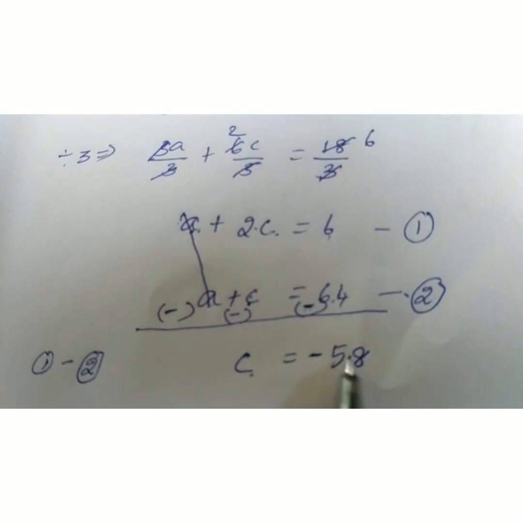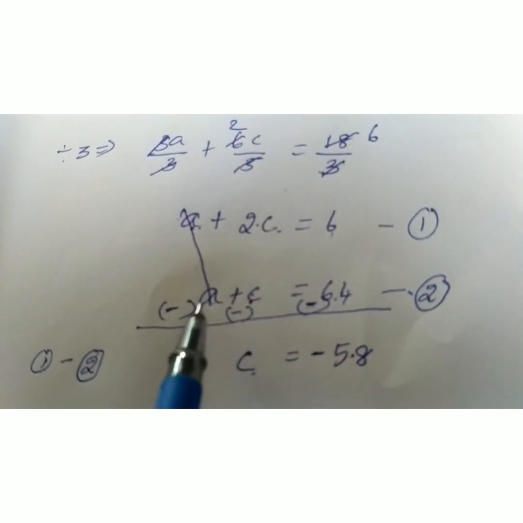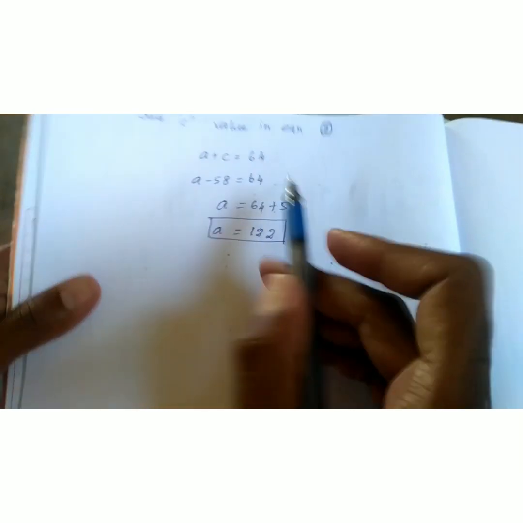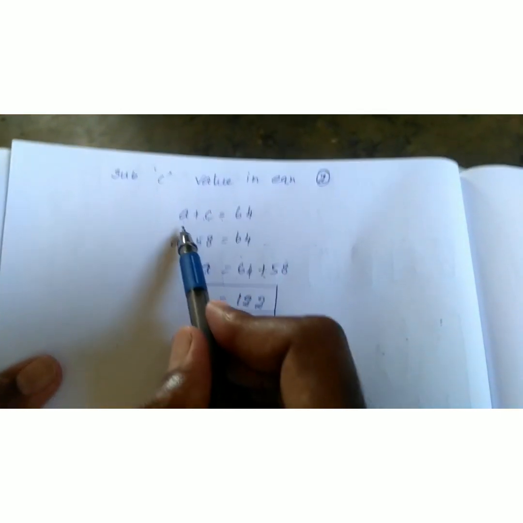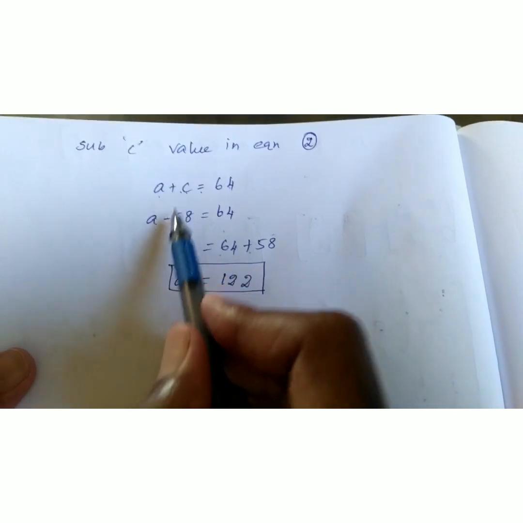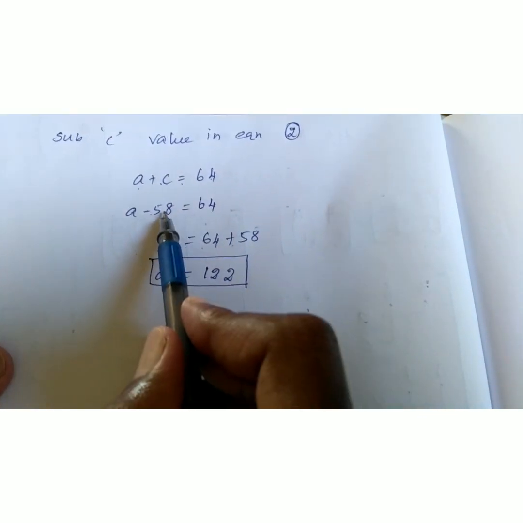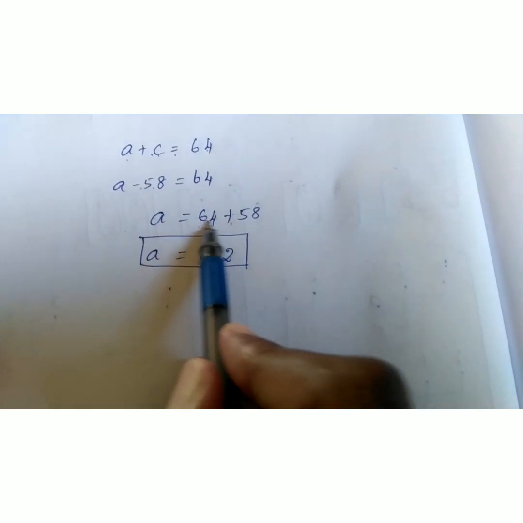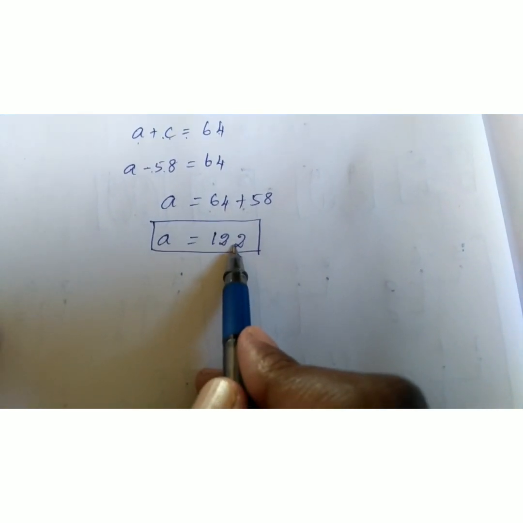Substitute the c value in equation 2. What is equation 2? A plus c equal to 64. A plus the c value, minus 58, equal to 64. This minus 58 moving to the other side means plus 58. Both of them have the same sign, so add the numbers: a equal to 122.